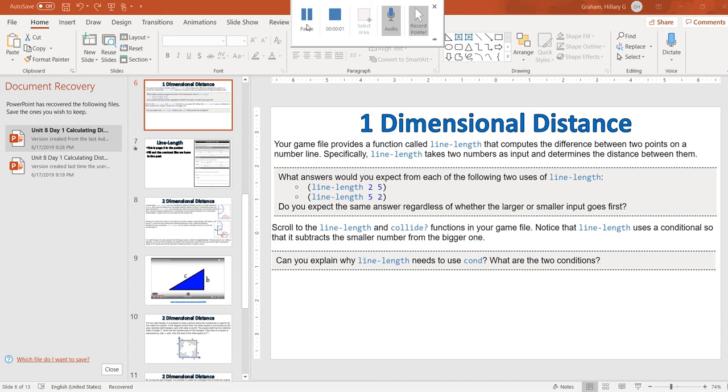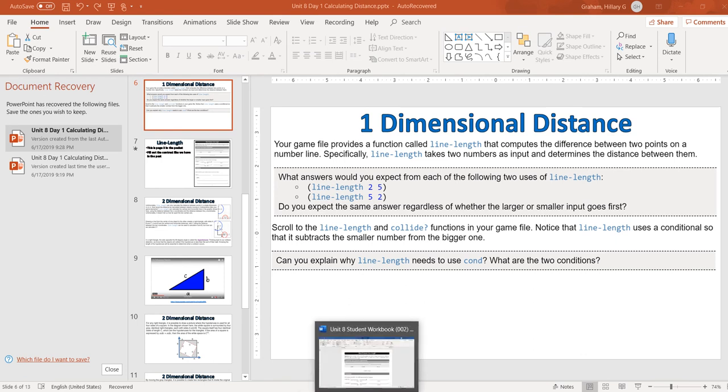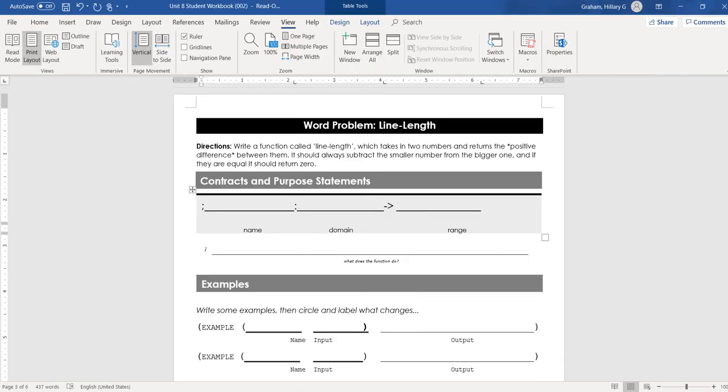All right, hopefully you've considered my question, which is, can you explain why line length needs to use a conditional? What are the two conditionals? And remember, a conditional is if, then, else. So if something's happening, then do this. Otherwise, do this. So let's go ahead and answer this question by looking into our word problem, line length.